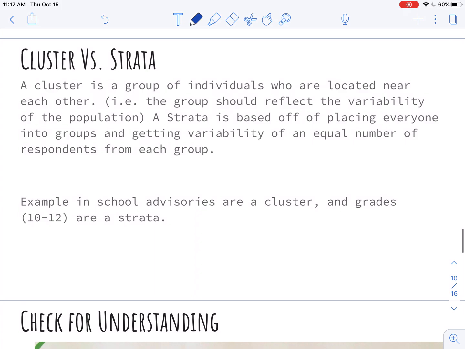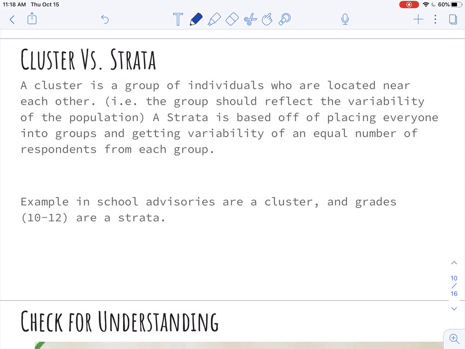It's important we know the difference between a cluster versus strata. A cluster is just a group of individuals who are located near each other, so it's representing the population, with the idea that each cluster has total representation. If we think about an advisory, the advisory is a cluster because we have students from all grades. They could be from anywhere, etc.